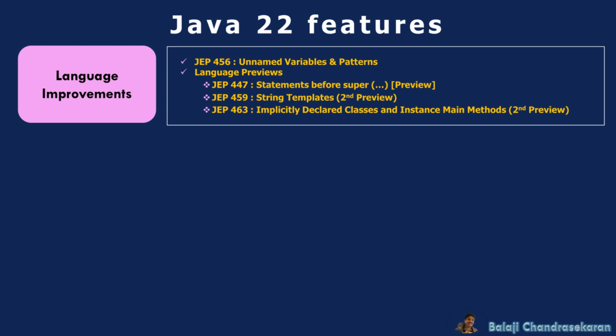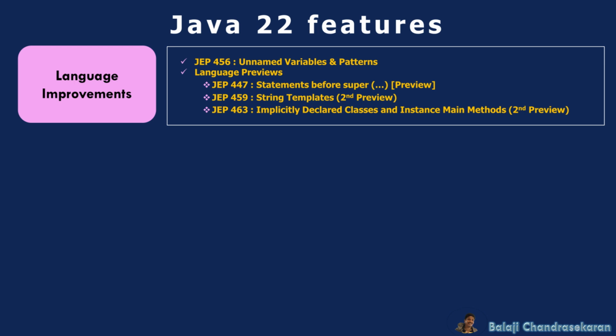String templates JEP 459 is a second preview feature and is added to enhance the Java programming language with string templates. The string templates complement Java's existing string literals and text blocks by coupling literal text with embedded expressions and template processors to produce specialized results.